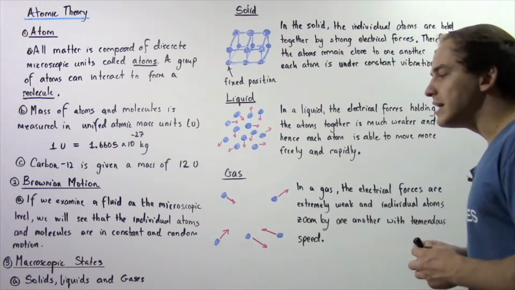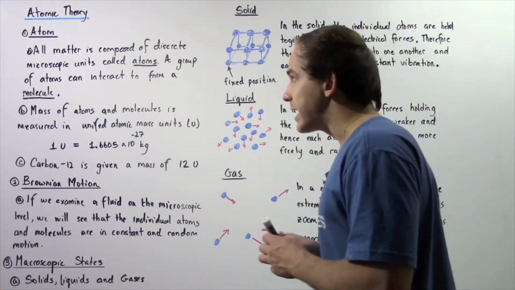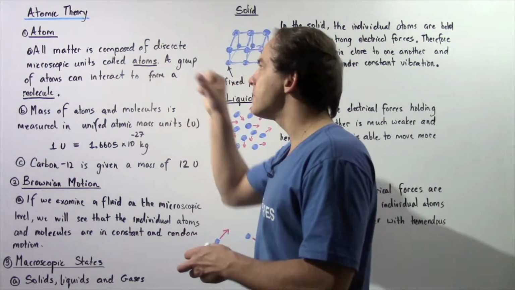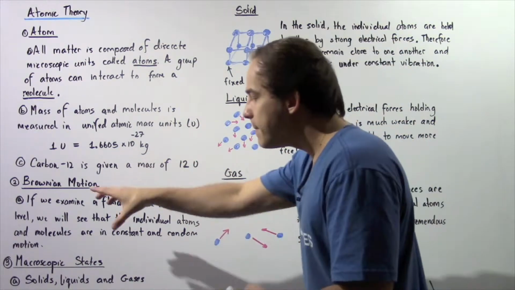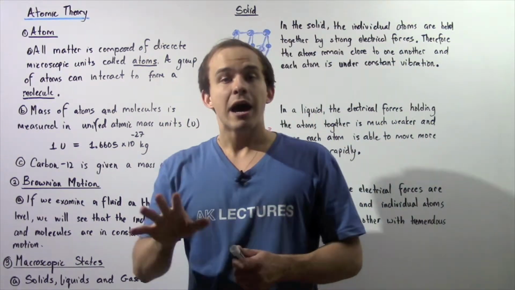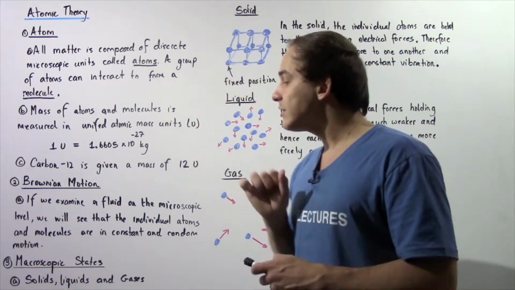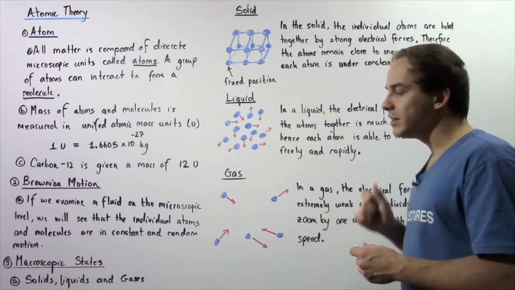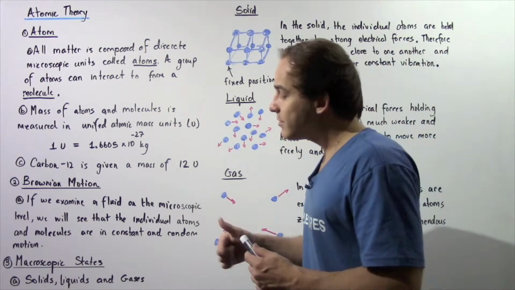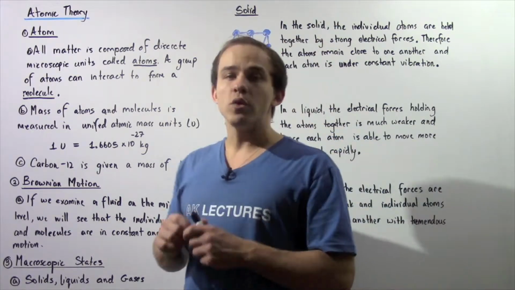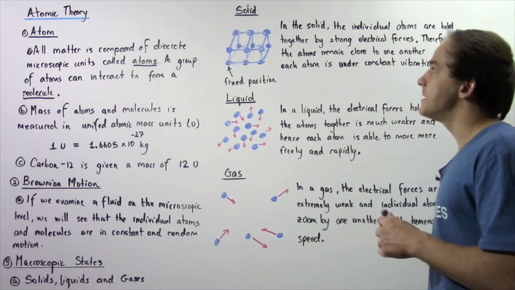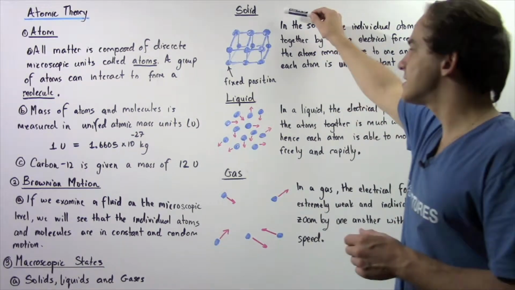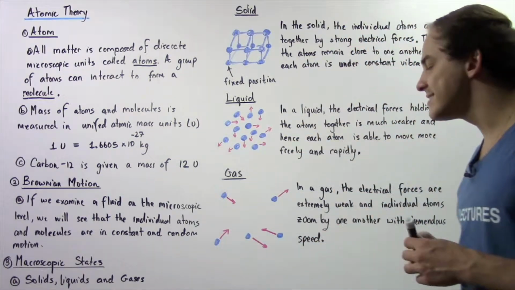So now let's move on to macroscopic objects. These microscopic objects, the atoms and molecules, interact to form macroscopic objects. And there are 3 states that we should know. They are solids, liquids, and gases. Now there's a 4th state that is known as plasma, but we're not going to concern ourselves with that in this lecture. We're only going to look at solids, liquids, and gases.